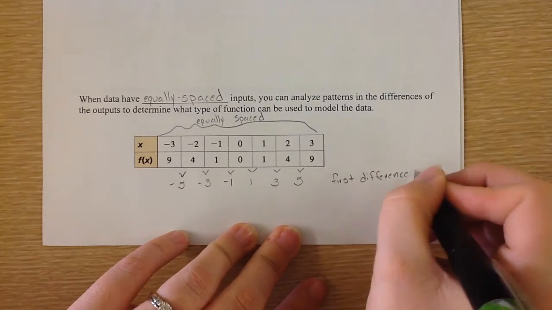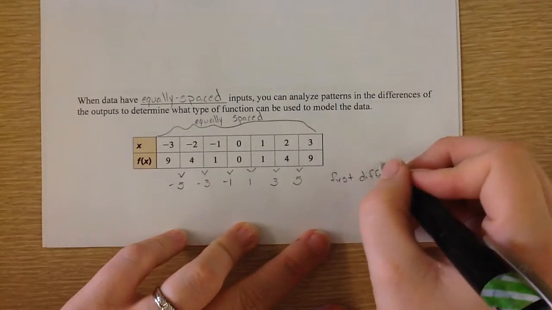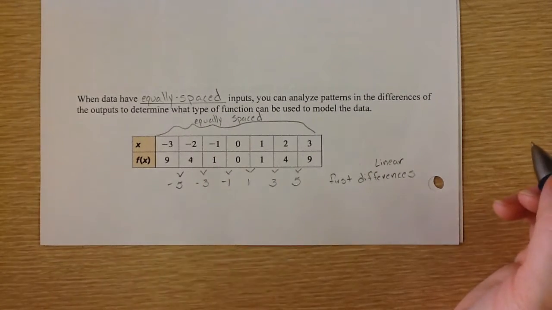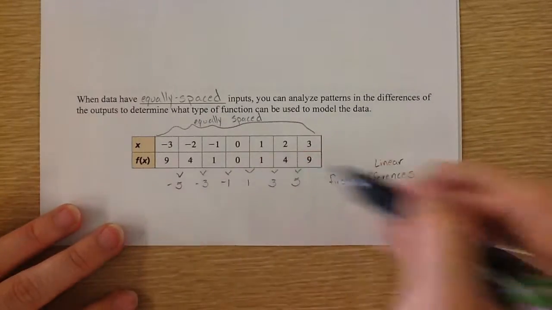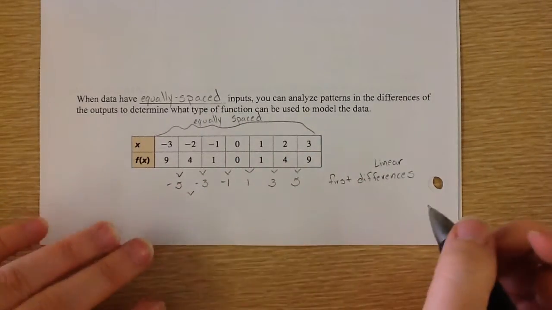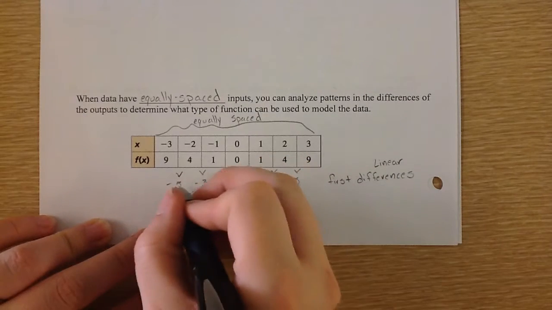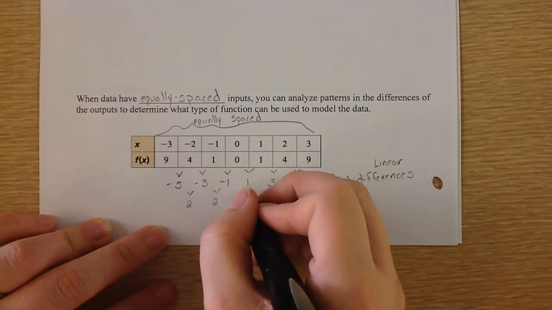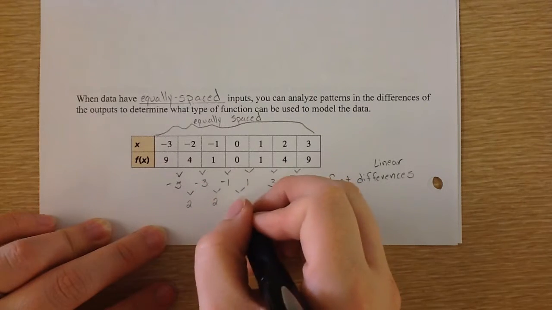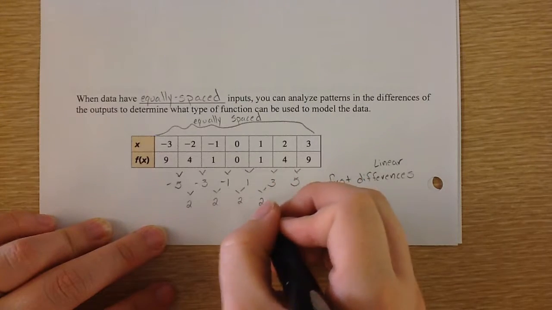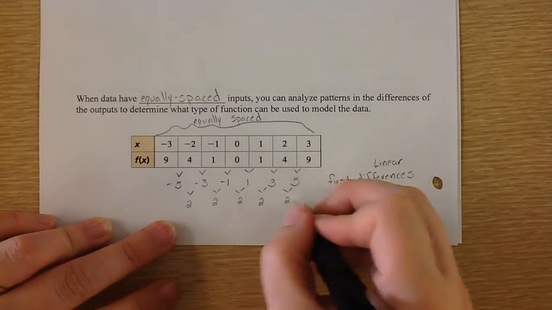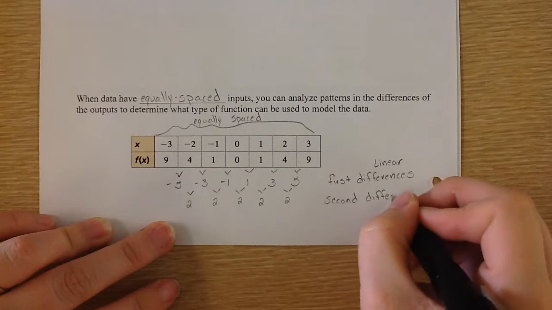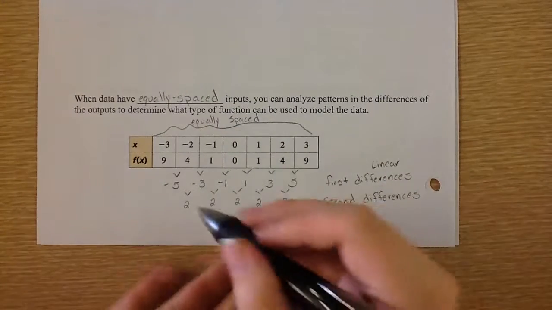And if these first differences were all the same, then it would be a linear model, and we do it like we did our linear equations from the beginning of the year. But they're not all the same. All these differences are different. So now let's go ahead and take the second difference. Let's subtract again. Negative 3 minus negative 5 is 2. Negative 1 minus negative 3 is 2. 1 minus negative 1 is 2. 3 minus 1 is 2. 5 minus 3 is 2. These are what we call the second differences. And if you notice, these second differences are all the same.